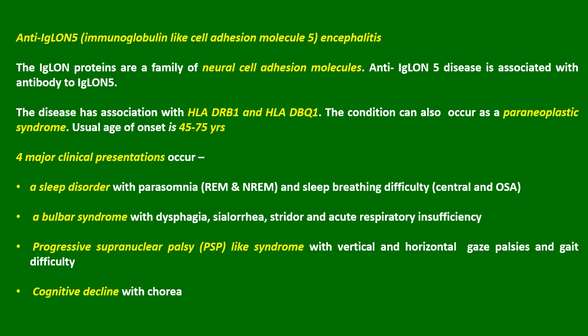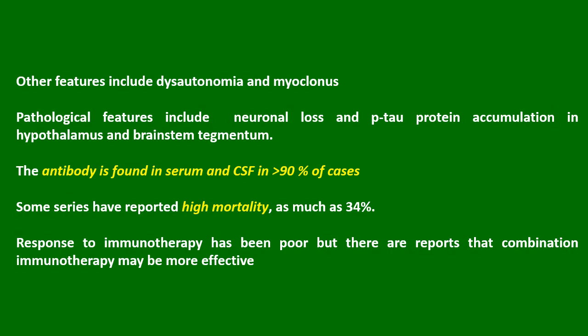Four major clinical presentations occur: a sleep disorder with parasomnia, both REM and non-REM, and sleep breathing difficulty; a bulbar syndrome with dysphagia, sialorrhea, stridor, and acute respiratory insufficiency; a progressive supranuclear palsy-like syndrome with vertical and horizontal gaze palsies and gait difficulty; and cognitive decline with chorea. Other clinical features include dysautonomia and myoclonus.